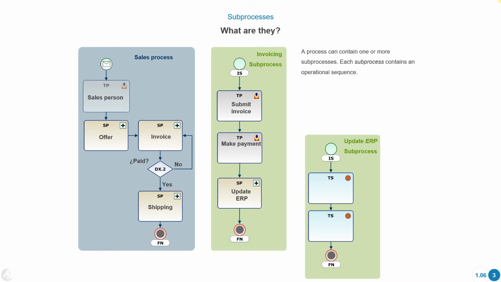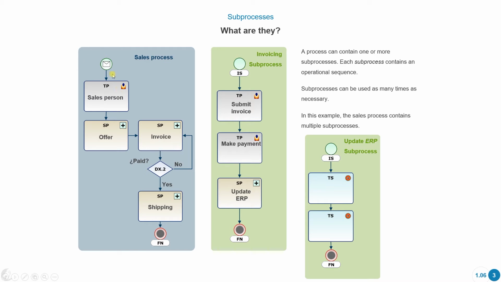Subprocesses. We mentioned before that a subprocess could contain one or more subprocesses. So basically a process would be like a parent process, and then a subprocess would be a child process. Each subprocess contains an operational sequence. These subprocesses can be used as many times as necessary.